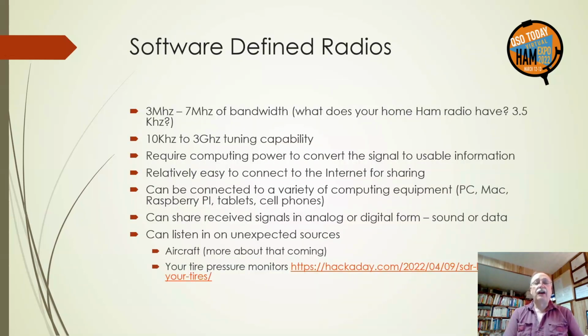Software-defined radios have 3 megahertz to 7 megahertz of bandwidth. And what does your home ham radio have? 3.5 kilohertz? Yeah. And often tuning capability from 10 kilohertz to 3 gigahertz. And even those, if you want to go lower, you can always put a pan adapter on. They do require computing power to convert the signal to usable information. And it's relatively easy to connect to the internet for sharing because they are producing digital data. They can be connected to a variety of computing equipment, your PC, Mac, Raspberry Pi.